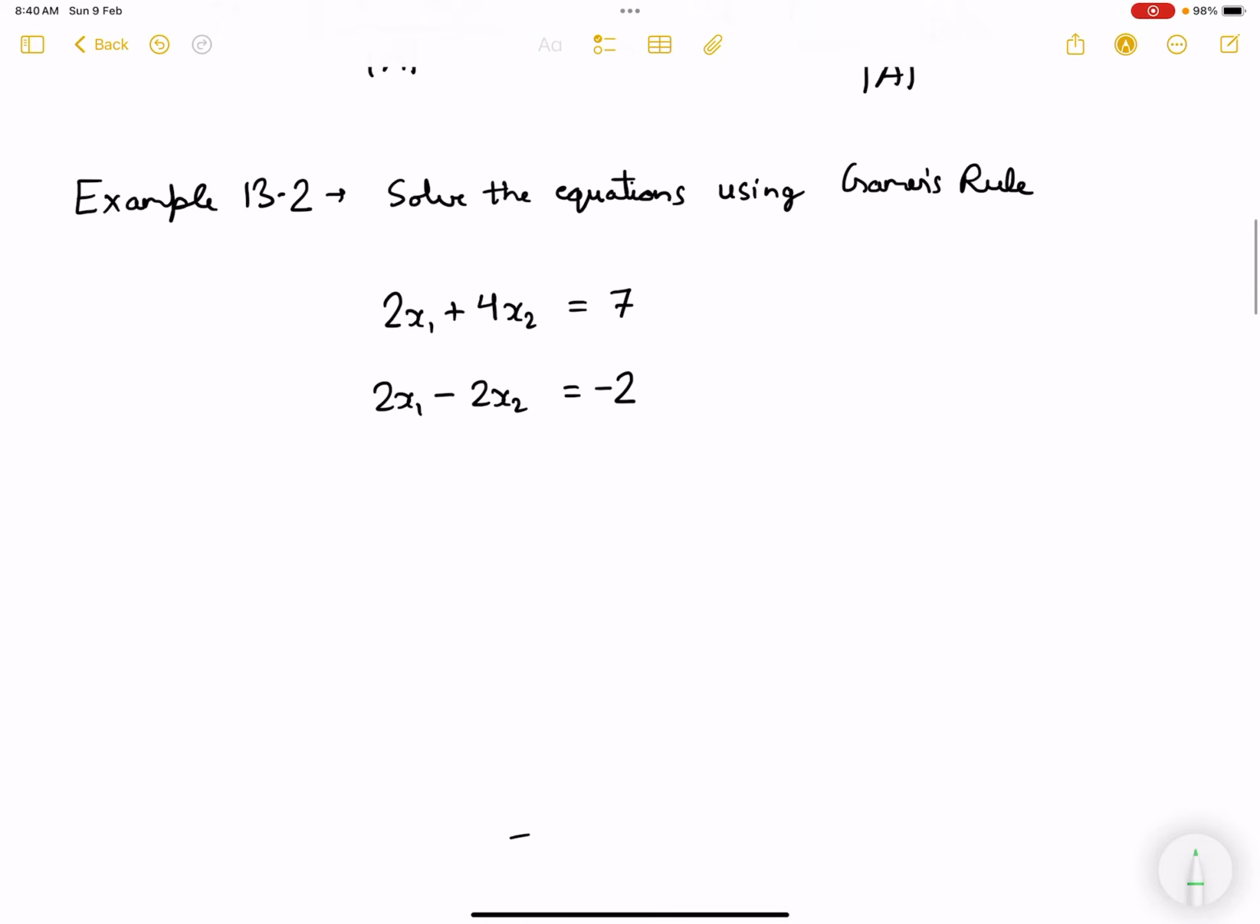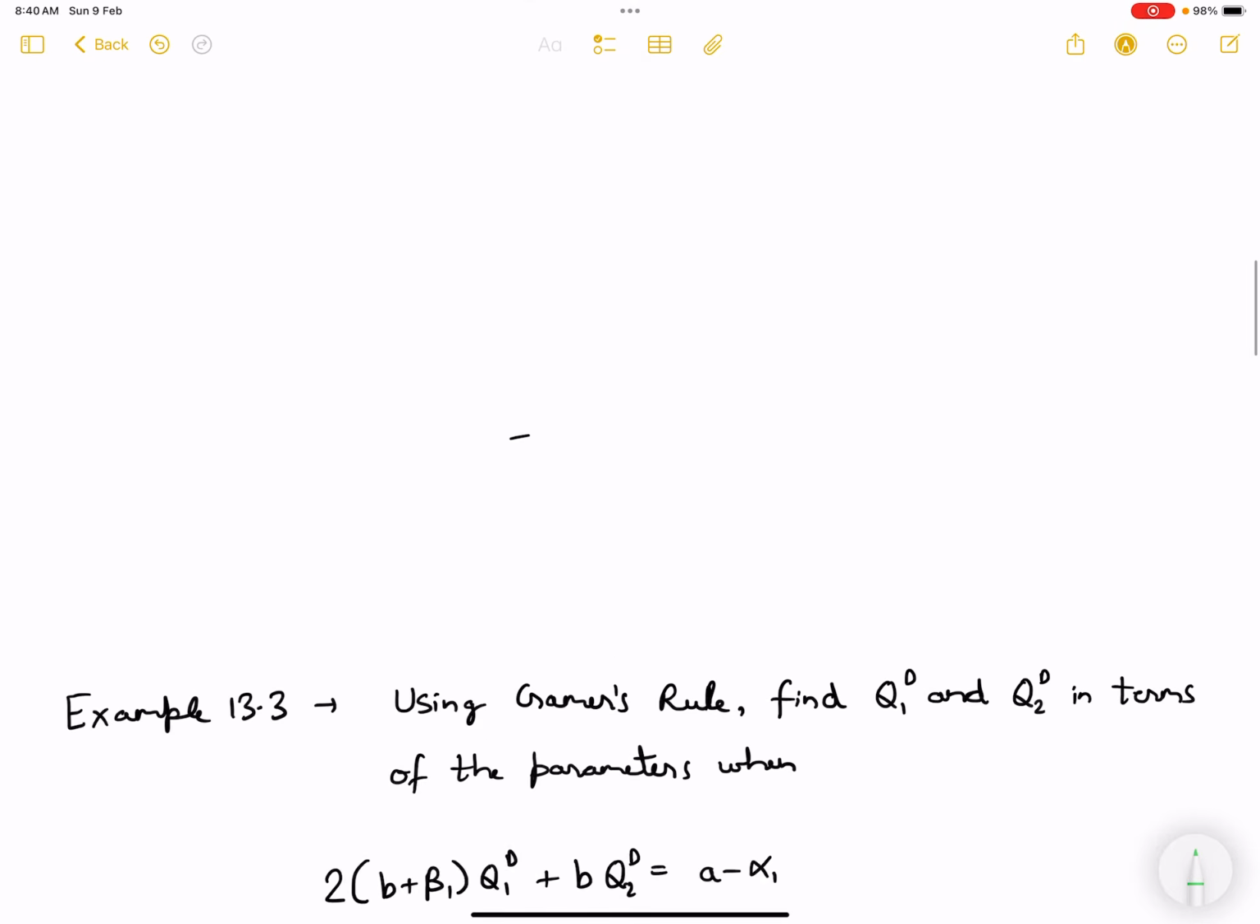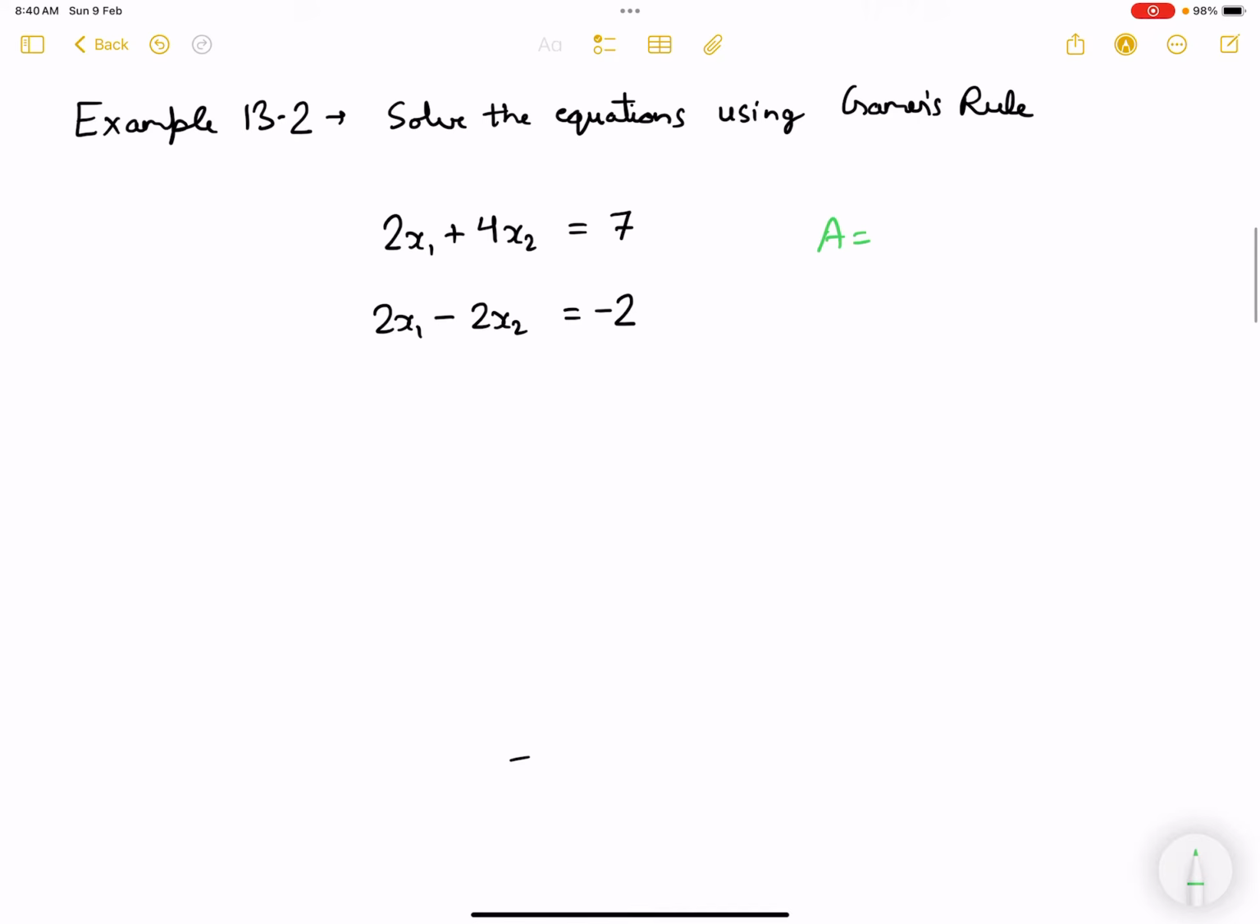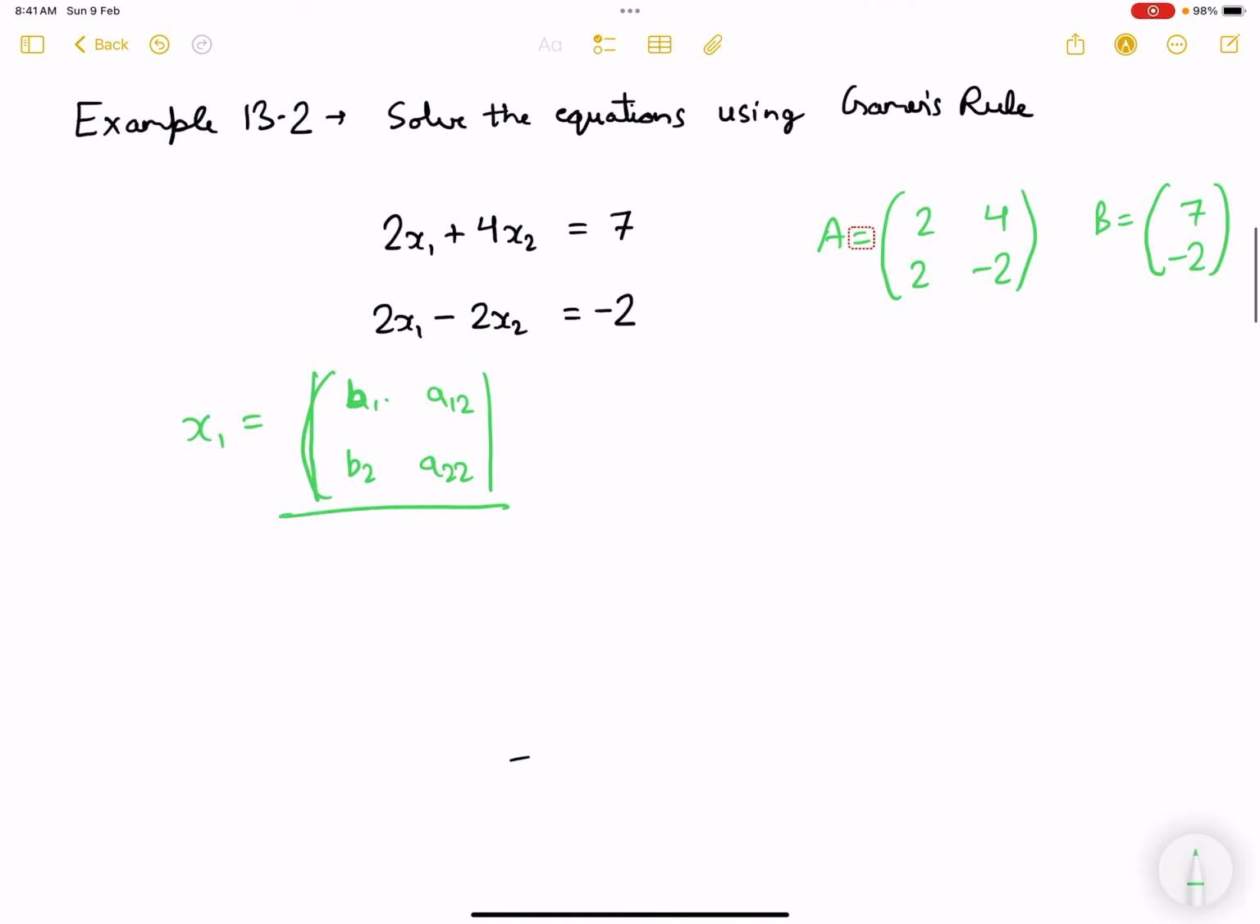Solve this equation using Cramer's rule. With these equations, we know A equals 2, 2, 4, minus 2, and B equals 7, minus 2. So using Cramer's rule, we know x1 equals the determinant of b1, b2, a12, a22 upon the determinant of A. And x2 equals the determinant of a11, a21, b1, b2 upon the determinant of A.